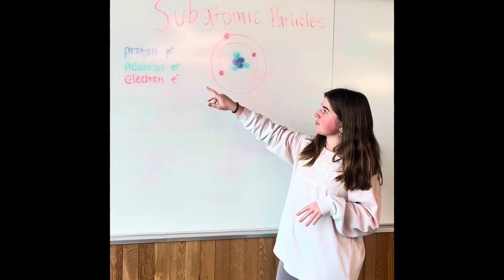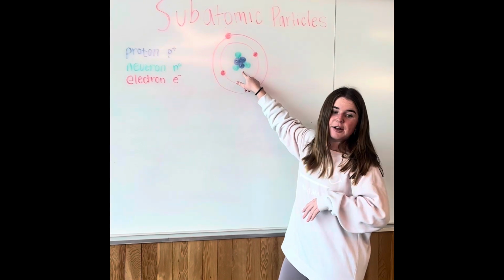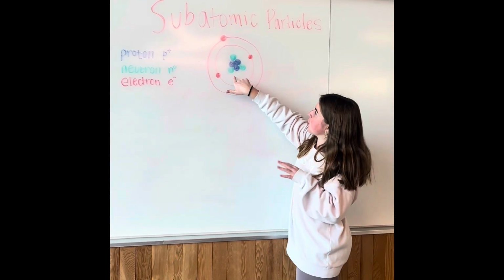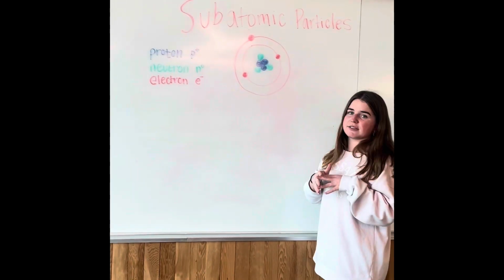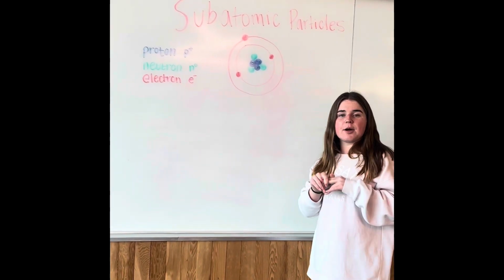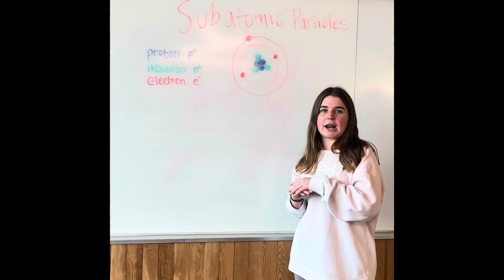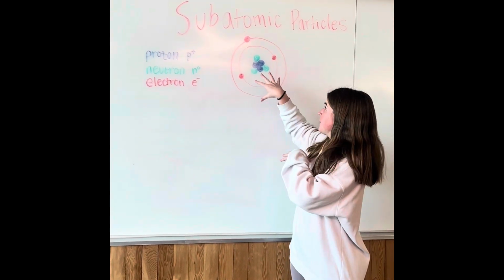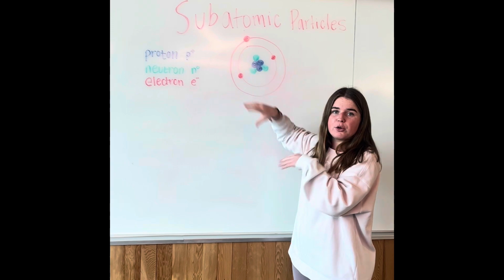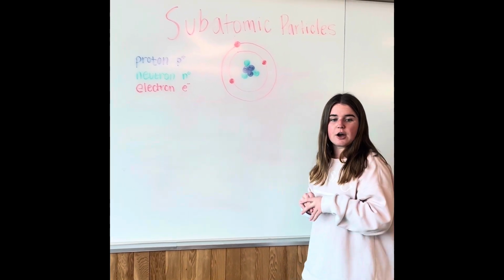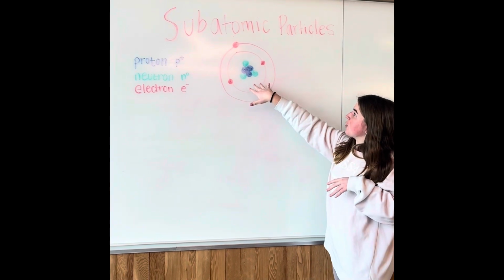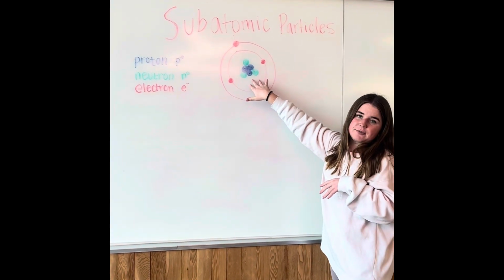Protons are found in the nucleus of the atom, along with the neutrons, which are also in the nucleus. Protons help contribute to the mass of the atom, and the number of protons actually determines what element the atom is. So if you were to somehow remove or add a proton, it would completely change the identity of the atom. They also determine the atomic number of the element.